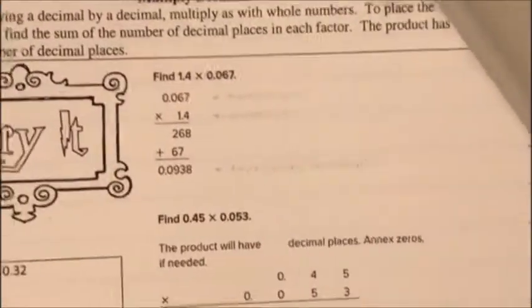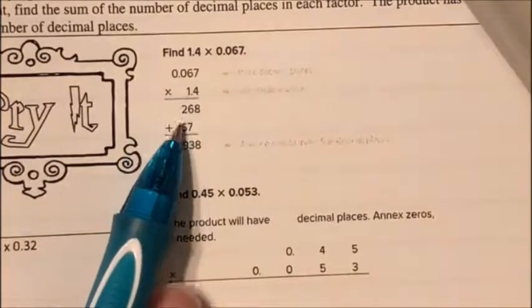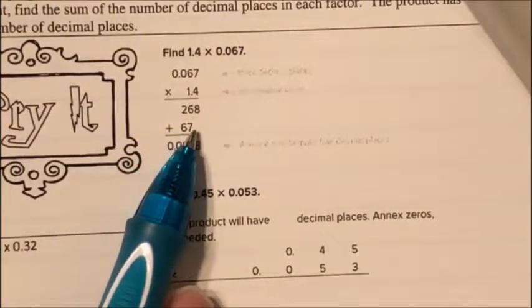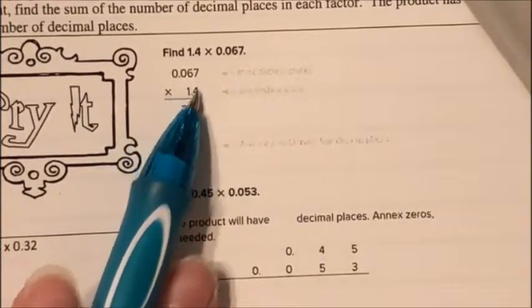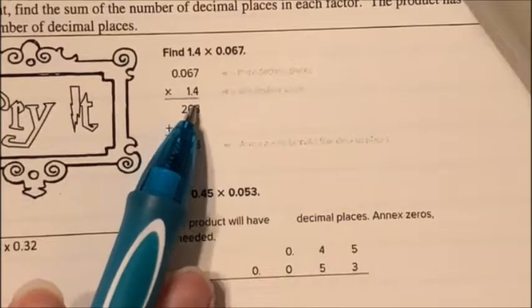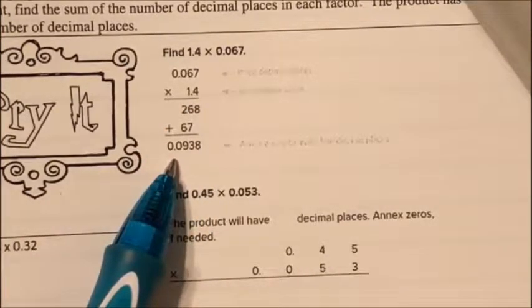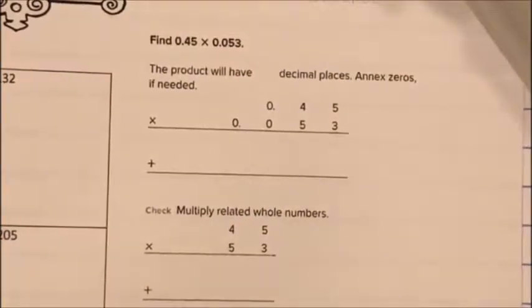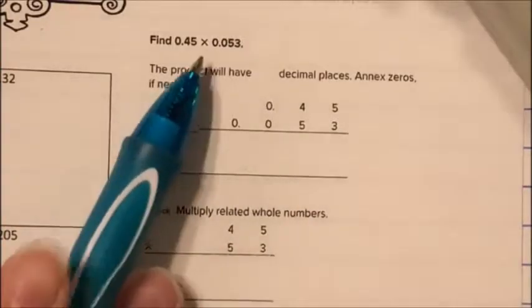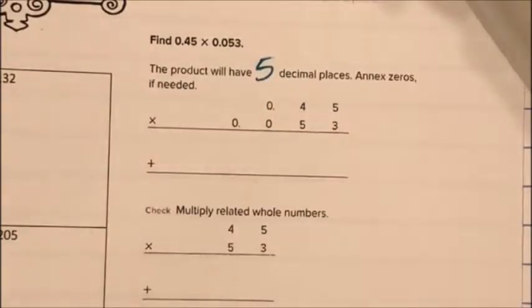So the first example over here is 0.067 times 1.4. When I multiply, I get 00938. There's 3 decimal places, 1 decimal place, 3 plus 1 is 4. So I get 0.0938. Okay, the next one that they give us is find 0.45 times 0.053. So the product will have 2 plus 3 is 5. So 5 decimal places. I can annex zeros as needed.